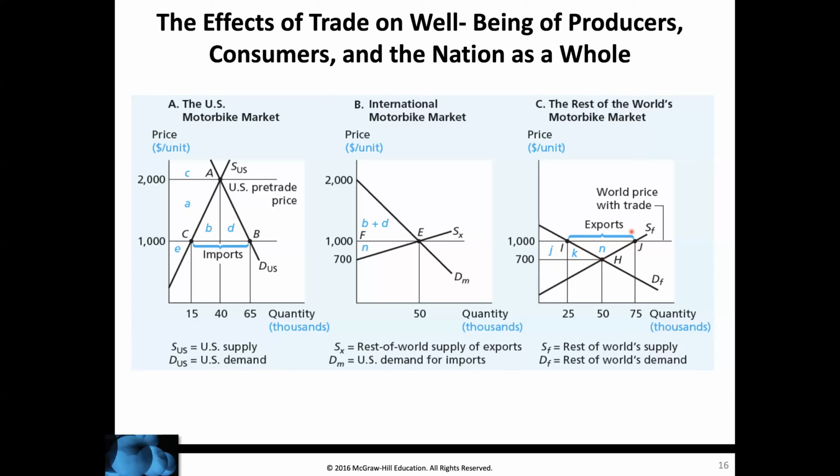This analysis shows us that each country gains from international trade, and it's clear that the whole world gains from this trade. The trade is a positive sum activity. The suppliers in the rest of the world benefit more than the consumers in those countries lose, and the consumers in the US benefit more than the producers lose. So the net gain is positive on both sides.